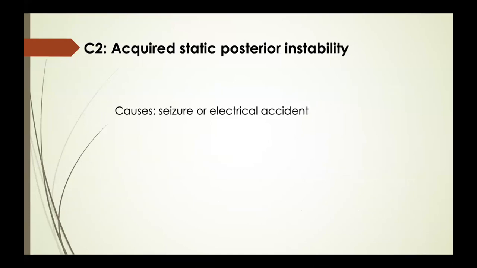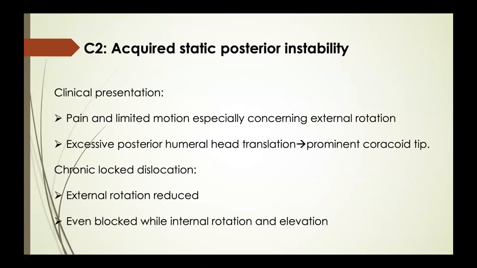The causes of acquired static instability will be seizures and electrical accidents. And the presentation will be pain and limited motion, especially concerning the external rotators. In those patients with excessive posterior humeral head translation, the shoulder contour is changed in some patients, featuring a prominent coracoid tip. And in these cases, the shoulder gets locked, and in chronic locked dislocation, external rotation is often severely reduced and even blocked while internally rotated. And elevation is sometimes preserved in certain cases.